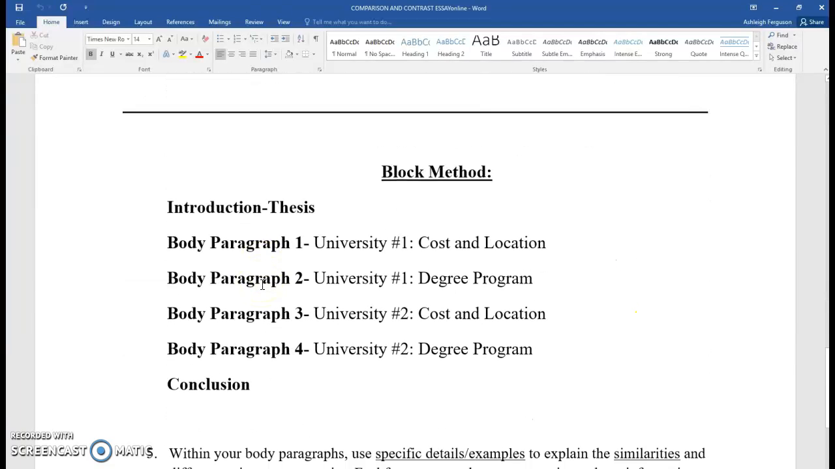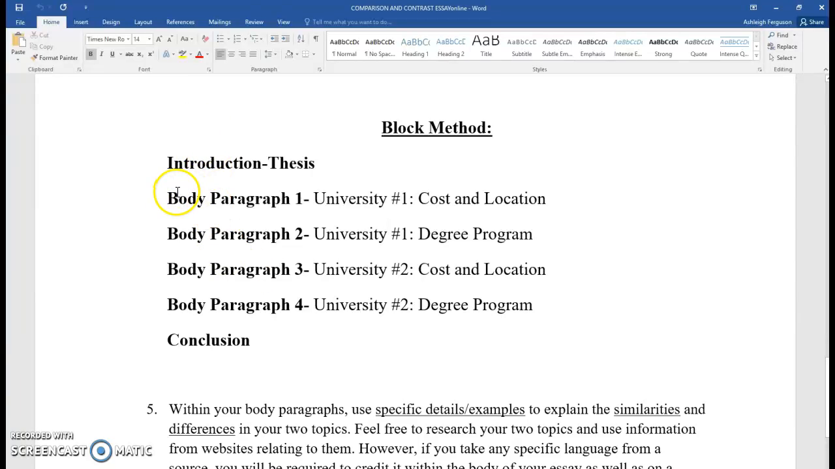Now, he could have used a different structure. Now, you're going to notice with this structure, it's called the block structure. You kind of combine together 2 sets of body paragraphs. So you would still have your introduction and thesis statement as your first paragraph, but you'd have like a set of paragraphs that are about your first topic, and you would discuss the cost and the location maybe in this paragraph, and then in the next one, the degree program in this paragraph.